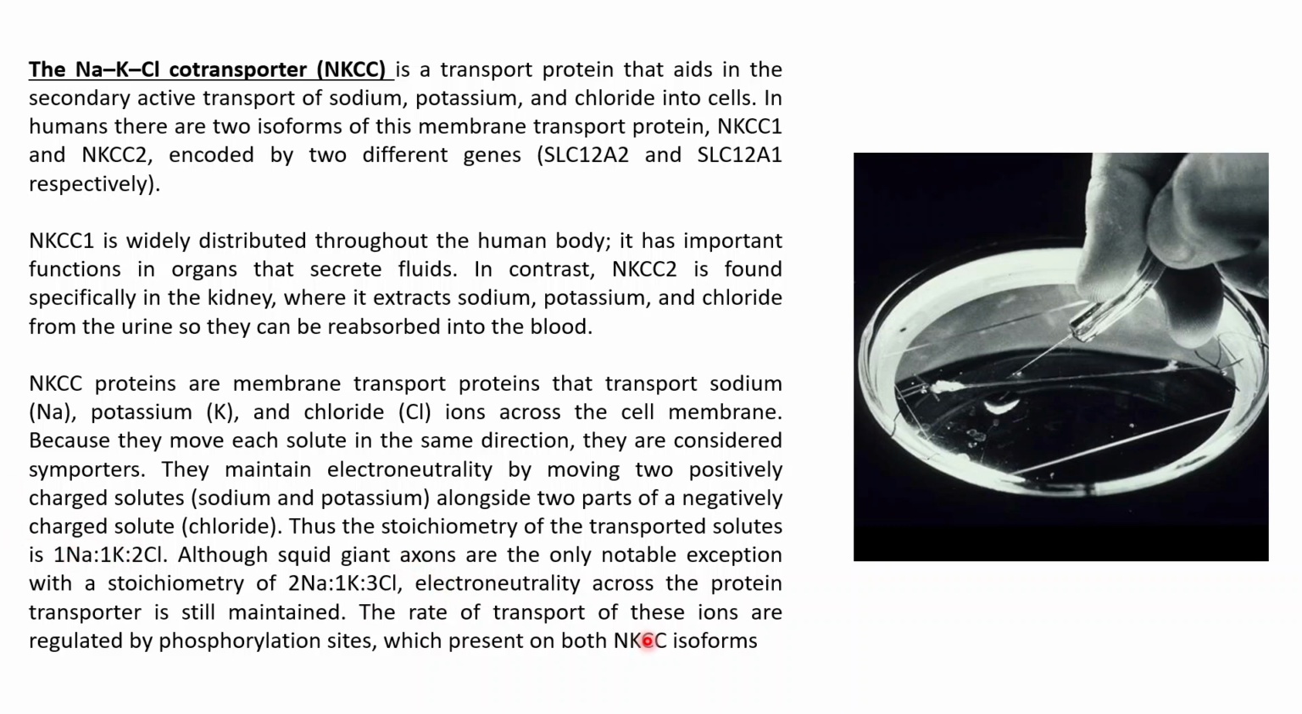Okay. So yeah, electroneutrality is maintained regardless, and the rate of transport of these ions is regulated by phosphorylation sites, which are present on the NKCC isoform itself. Okay, so that's about that. So I think with that little recap, we can move on to the next set of questions.